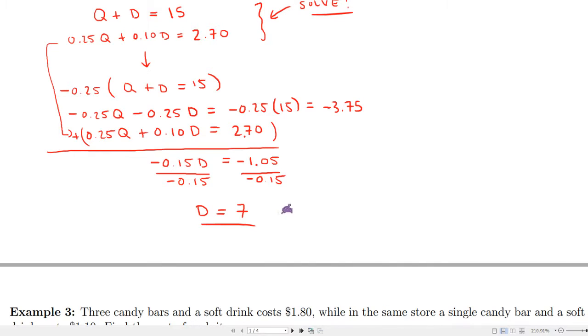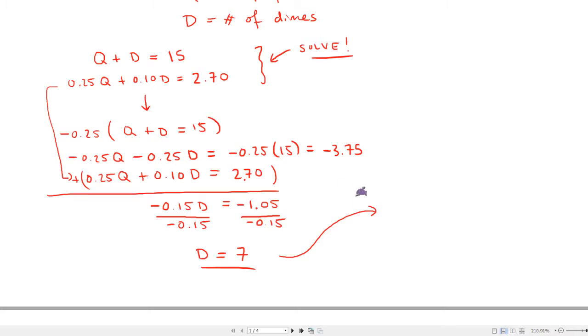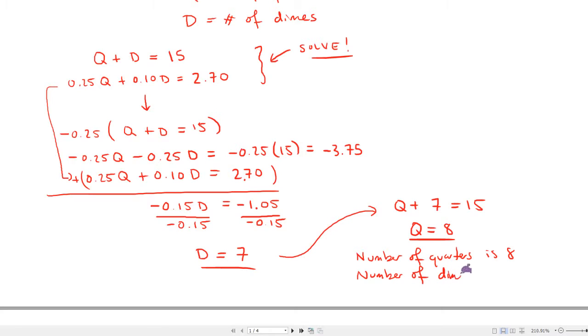So how do we figure out Q? Well, you just come back up here to one of our original equations and substitute this information. So Q plus 7 is equal to 15. So that means Q would have to be 8. So the number of quarters is 8. Number of dimes is 7.